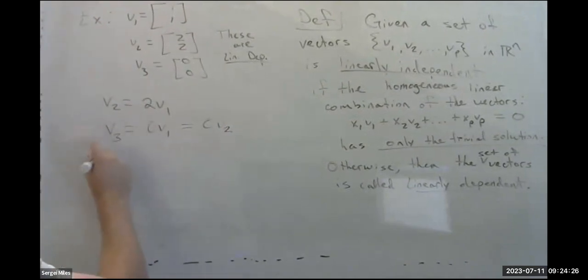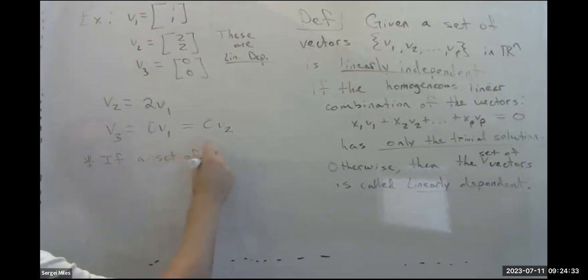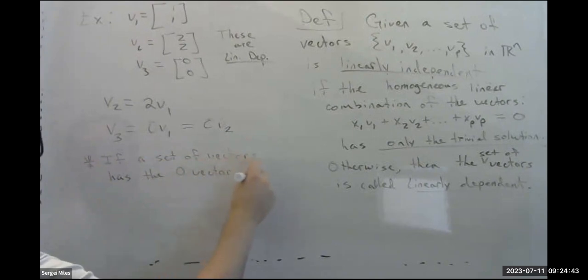So that's a key thing here. This is always going to happen. If a set of vectors has the 0 vector, then the set is dependent, okay?